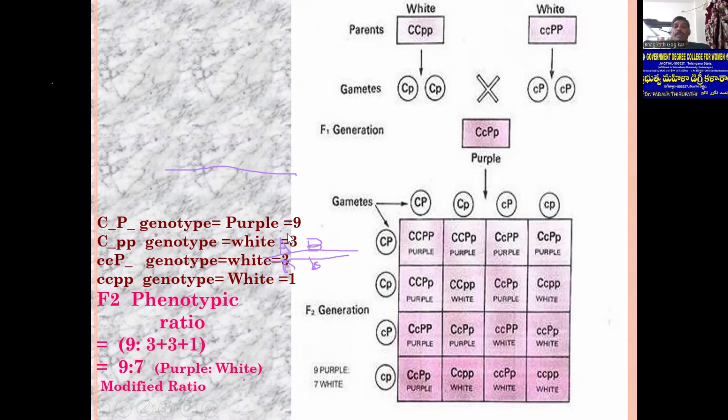So that's why the modified Mendelian ratio becomes 3 plus 3 plus 1, that is 7. So 9 is purple, and the remaining 7 genotypes are white color. So that is nothing but the modified Mendelian ratio, 9:7, by the action of genes between the two dominant genes capital C and P.